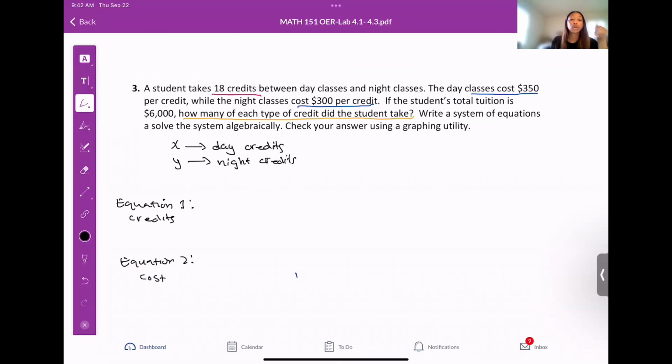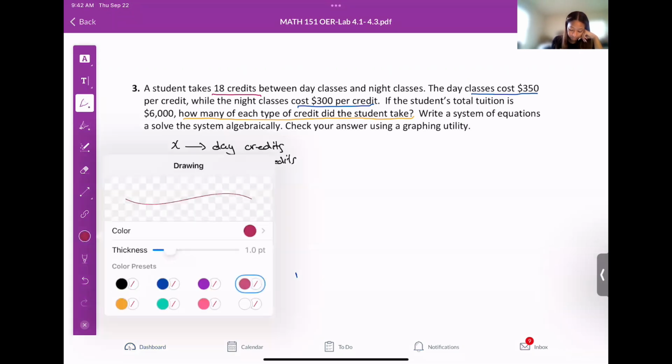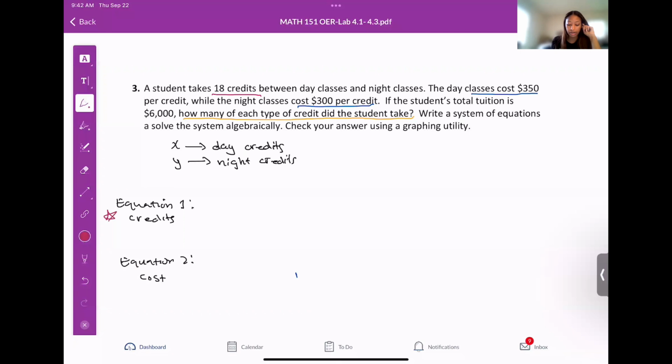All right, we're told the total number of credits is equal to 18 credits. I highlighted that in red, so I'll write it in red. That means that when we take the number of day credits and add the number of night credits, that should be equal to 18, the total number of credits.